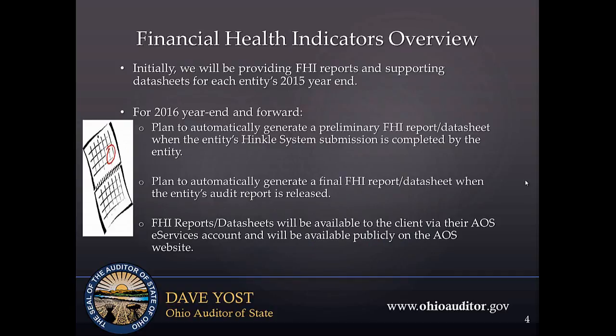Initially, we will be providing the FHI reports for the year ended 2015. As the 2016 year-end information is provided, we plan to automatically generate a preliminary FHI report and data sheet when an entity submits their Hinkle system submission. We also plan to automatically generate a final FHI report and data sheet when the entity's audit is completed and released. Those reports and data sheets will be available to each city or county on their Auditor Estate eServices account and will be available publicly on the Auditor Estate's website.